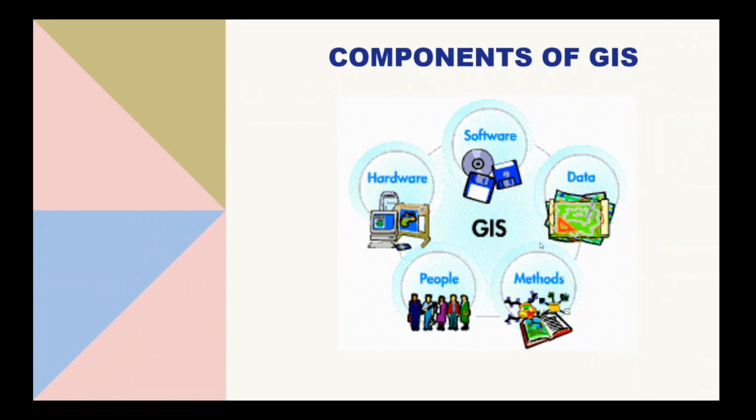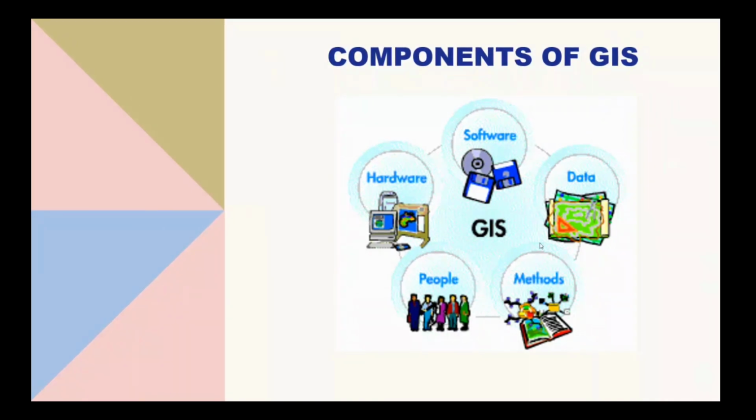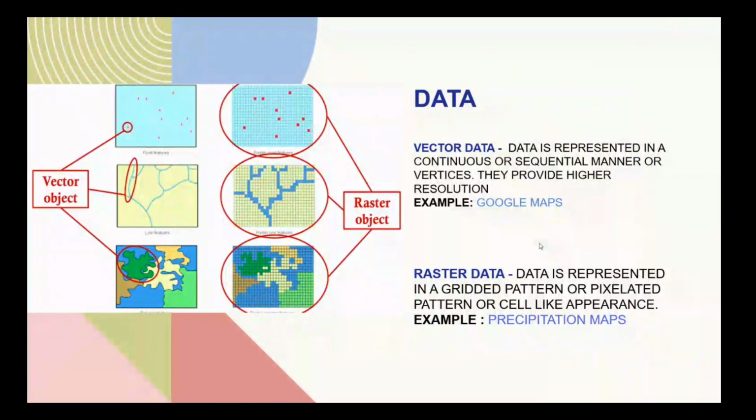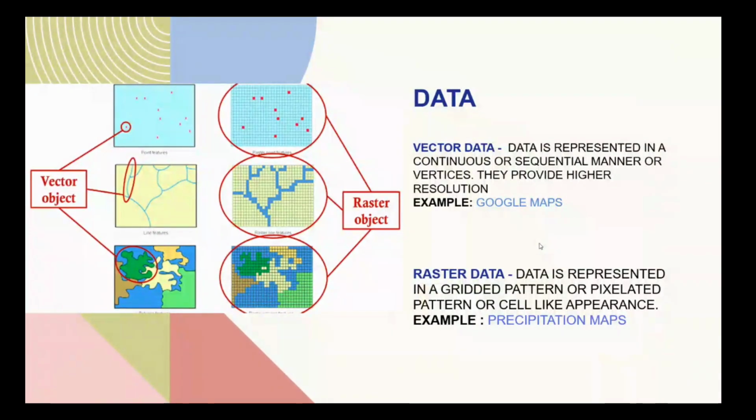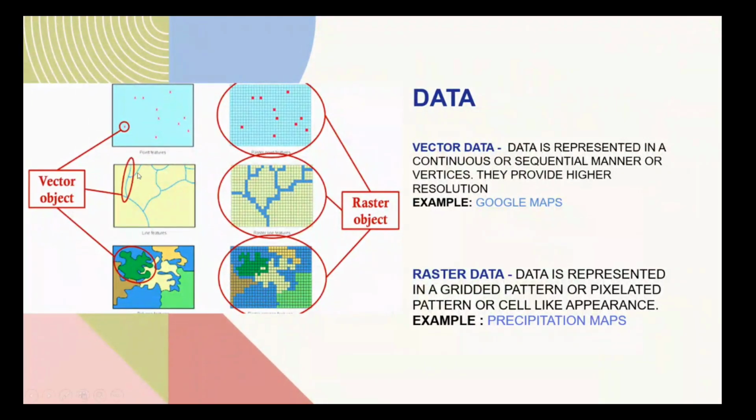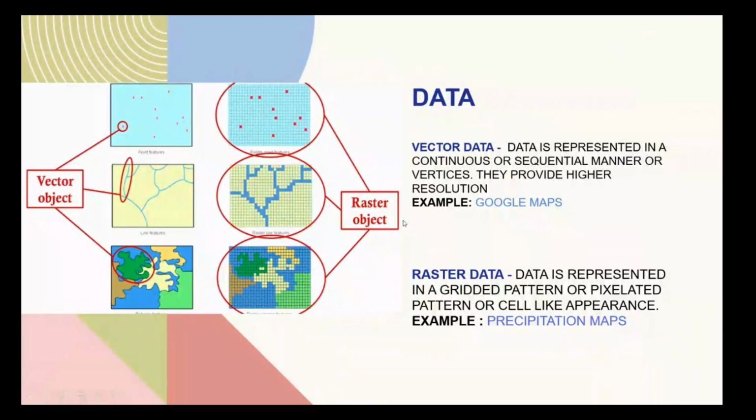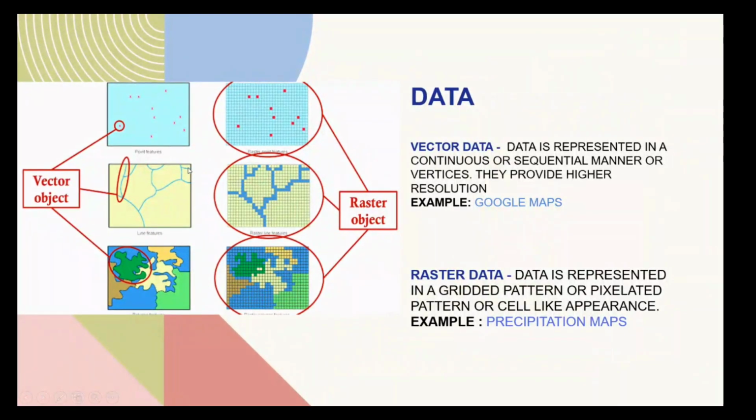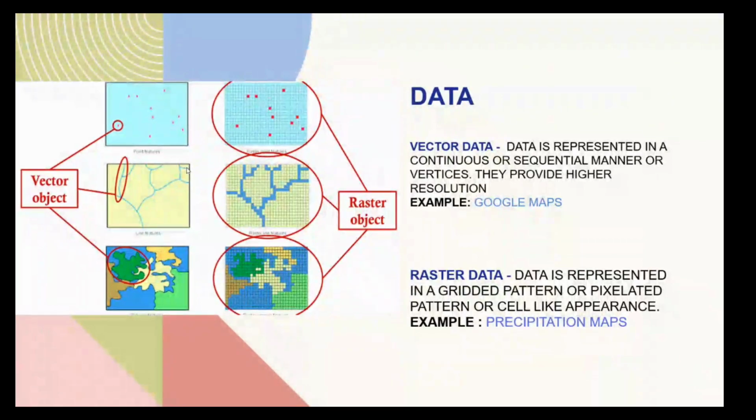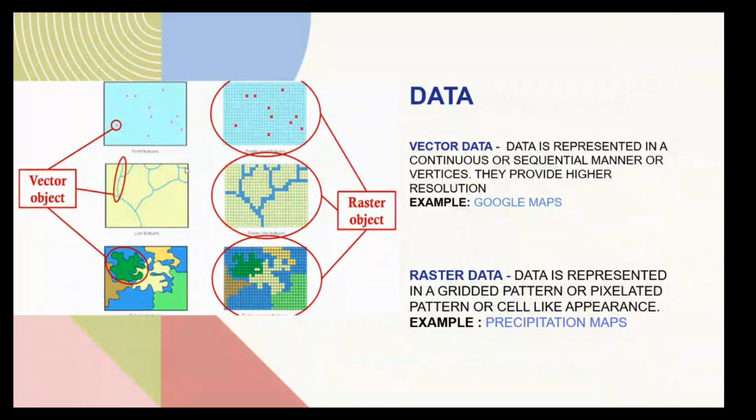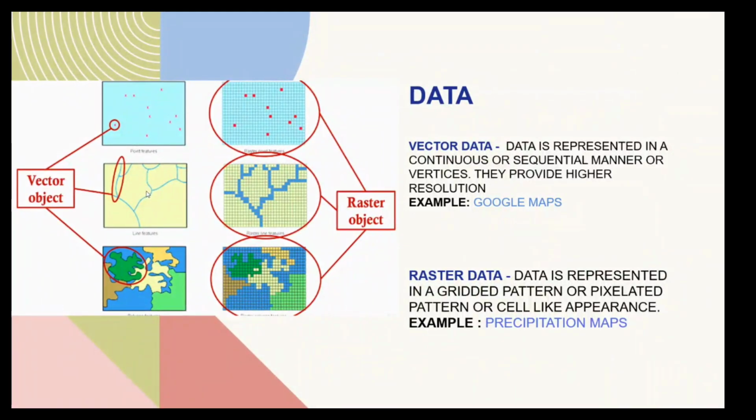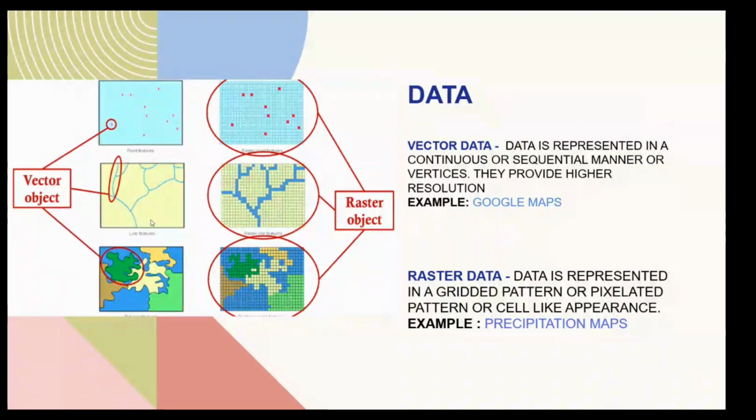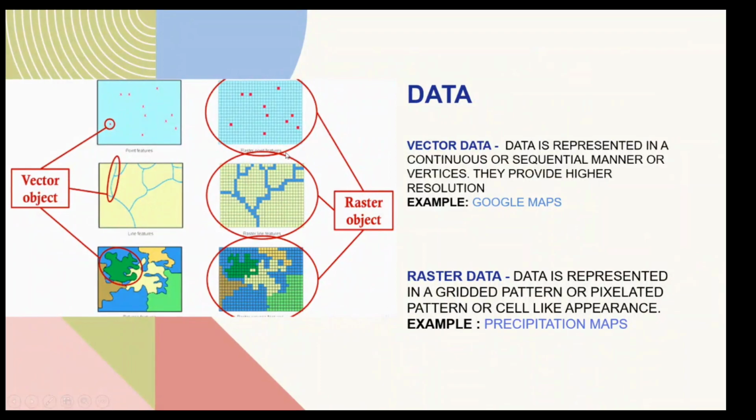Coming to the components of GIS, GIS consists of computer hardware, GIS software, data, methods, and end users. So we can see how data is represented in GIS. There are two ways to represent data. First one is the vector object and the second is the raster object. Coming to vector data, in this the data is represented in a continuous or sequential manner of vertices. They provide higher resolution of data that can be point data, line data, and polygon data. An example of this vector data is Google Maps.